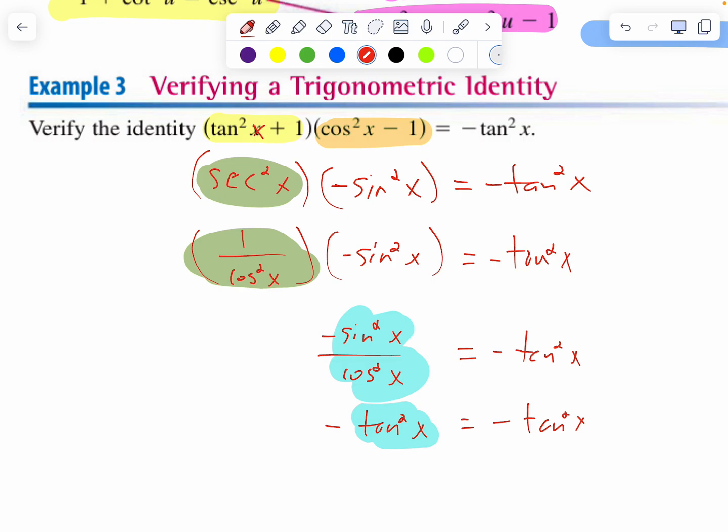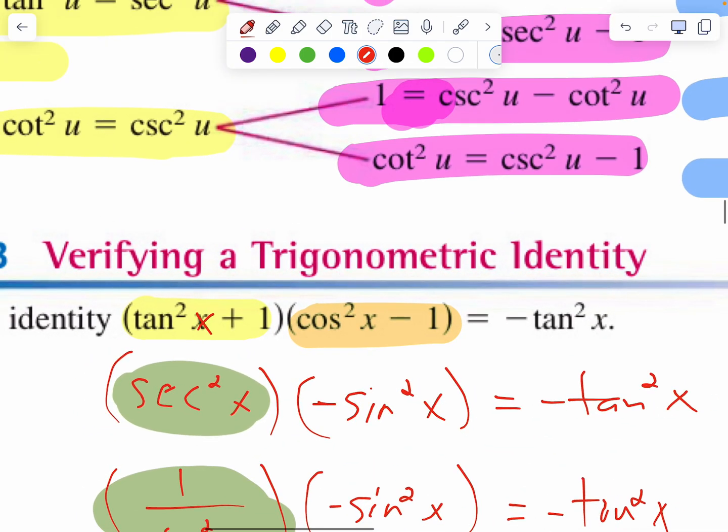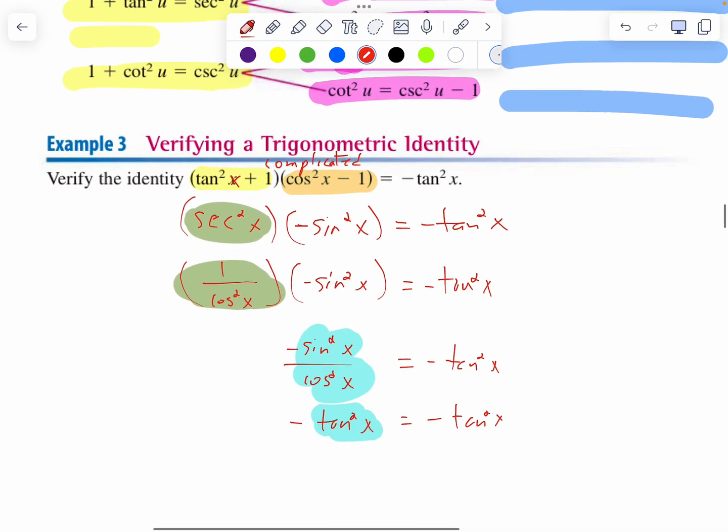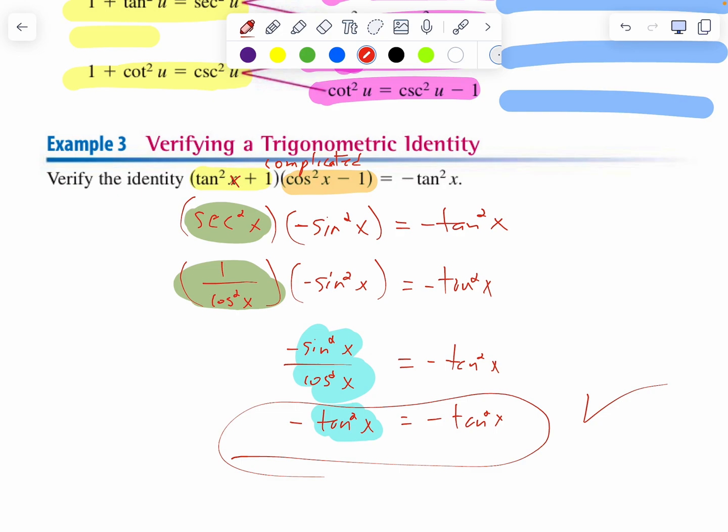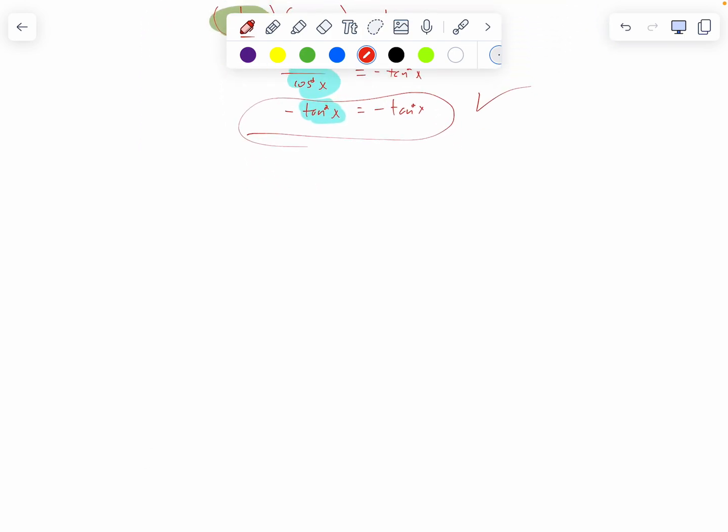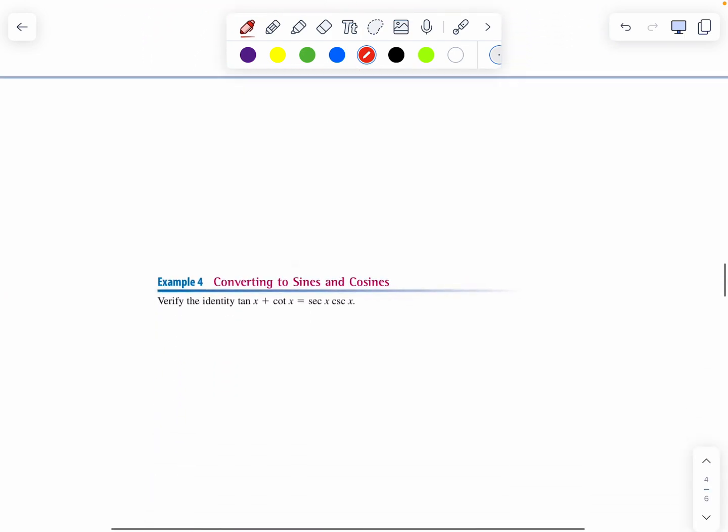Oh, by the way, at the start of the problem, in my brain, the left side was the more complicated side. So I started working on the more complicated side, and I knew I was going to be done when I got negative tangent squared x equals negative tangent squared x. Any questions on example 3? Okay, I'm going to do example 4 on this one as well. This was kind of a quick and short one.